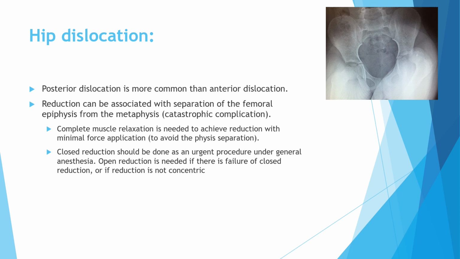So dislocation of the hip, commonly posterior, the reduction has to be done gently because different than adults, there is a physis here, and if you pull too hard, you can cause separation, which is a catastrophic complication. So you need to do the reduction under complete muscle relaxation to achieve the reduction without excessive force. If closed reduction cannot be obtained, open reduction should be done.